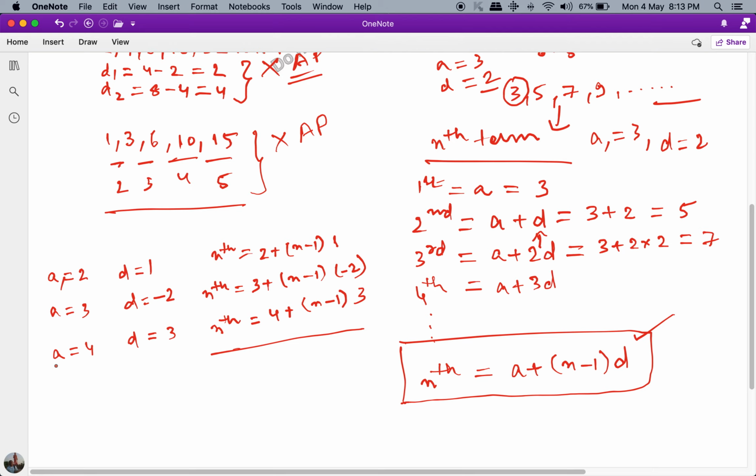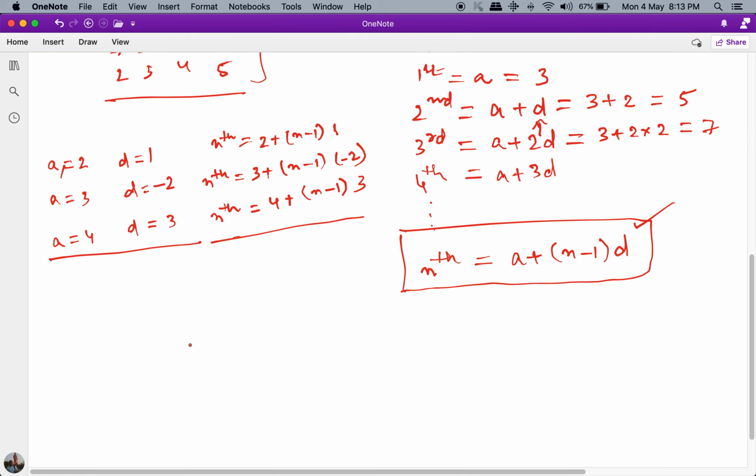Now let us take this AP, which is A is equal to 4 and D is equal to 3, and write down what this AP is. So this will be 4, then you add 3, it becomes 7, then you add 3 to 7, it becomes 10, it becomes 13. So we see that the fourth term is 13. Let us put n is equal to 4 in this and see if we get 13.